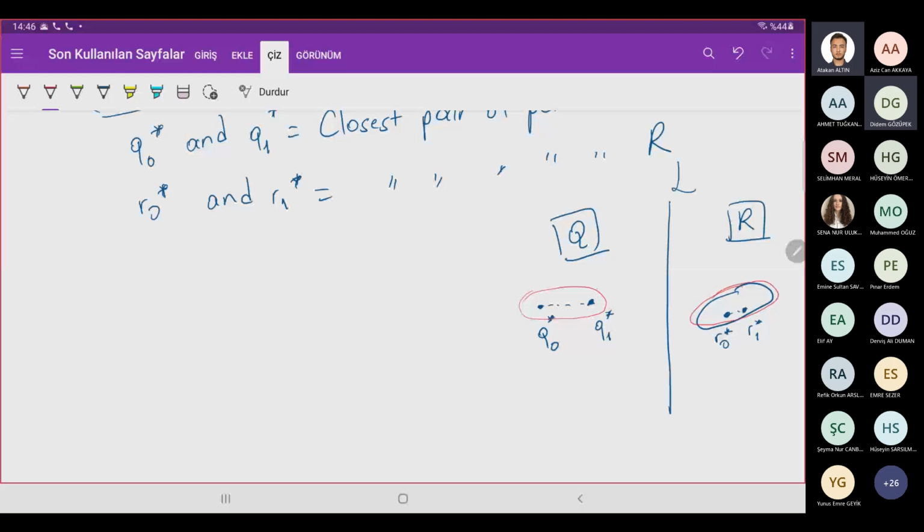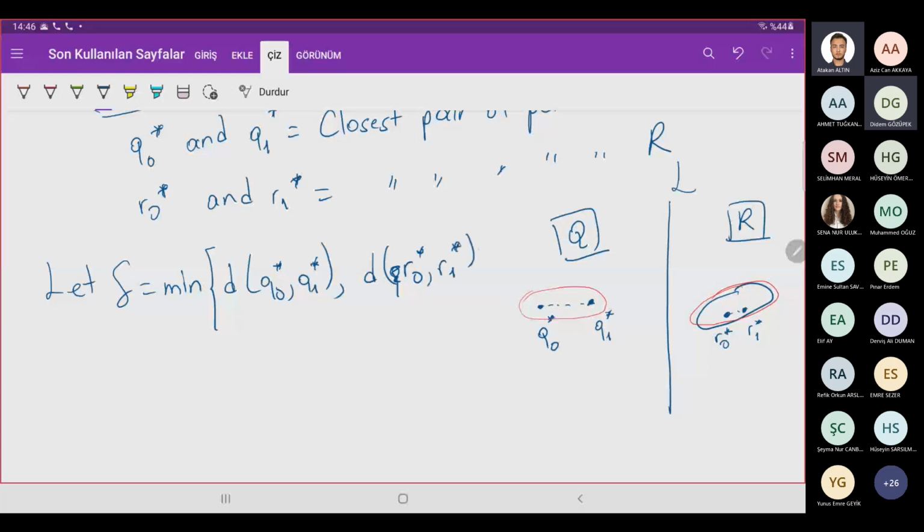These points, okay? And let delta be equal to the minimum of the distance between Q0 star and Q1 star, and the distance between R0 star and R1 star, okay? Q0 star and Q1 star are already the minimum in the region Q, and R is the minimum in the region R. And I take the minimum of these two minimums, okay, and call it delta.